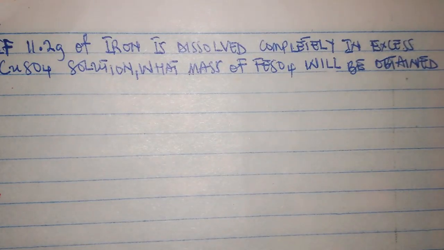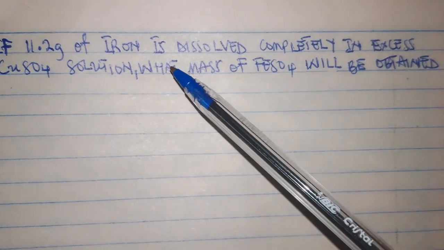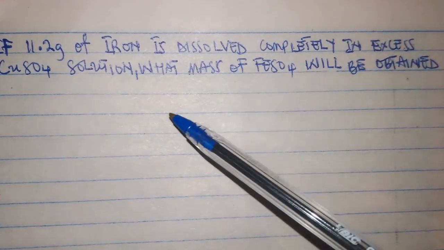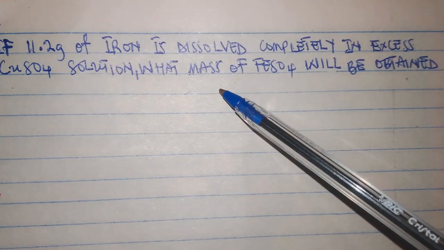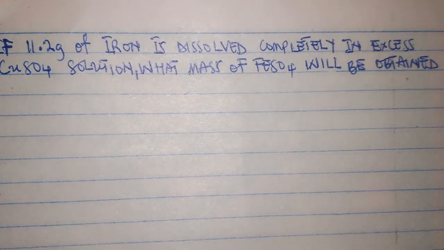Good day. In this chemistry lesson, we have: if 11.2 grams of iron is dissolved completely in excess copper(II) sulfate solution, what mass of iron(II) sulfate will be obtained? What mass of iron(II) sulfate? Now I'm going to teach the fastest way to solve this.